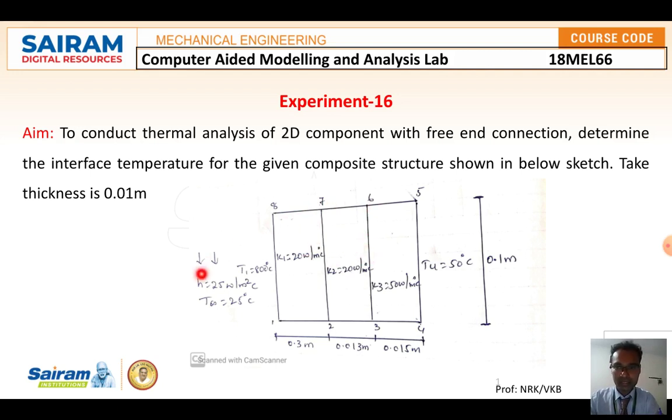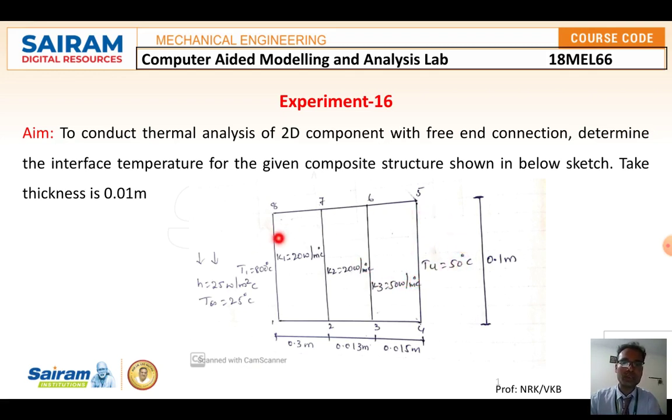Here the heat convection coefficient is given, that is h is equal to 25 watt per meter degree centigrade, and the ambient temperature is 25 degree centigrade. The specified temperature is T1 is equal to 800 degree centigrade, and the thermal conductivity for the three metals is different. The first element thermal conductivity is K1 is equal to 20 watt per meter degree centigrade, and K2, so this is not 20, this is 30 watt per meter degree centigrade, and K3 is equal to 50 watt per meter degree centigrade. On this side they gave T4 is equal to 50 degree centigrade.